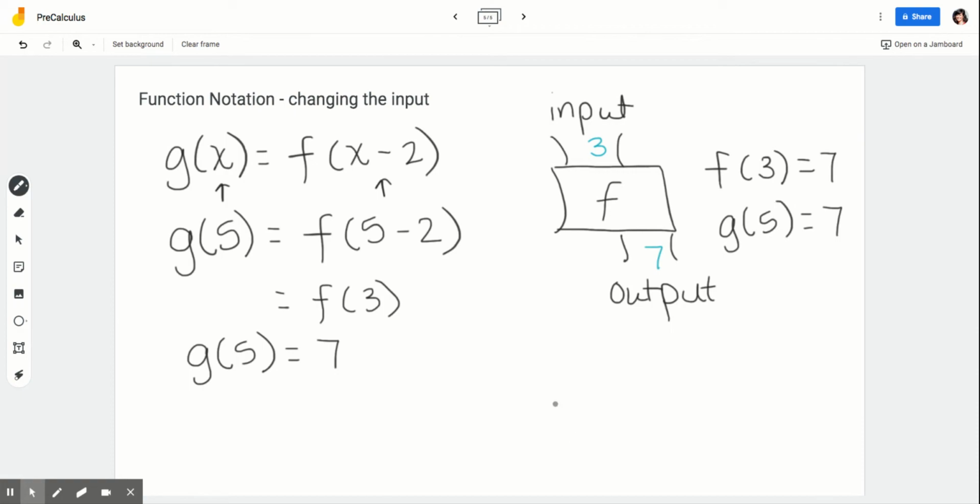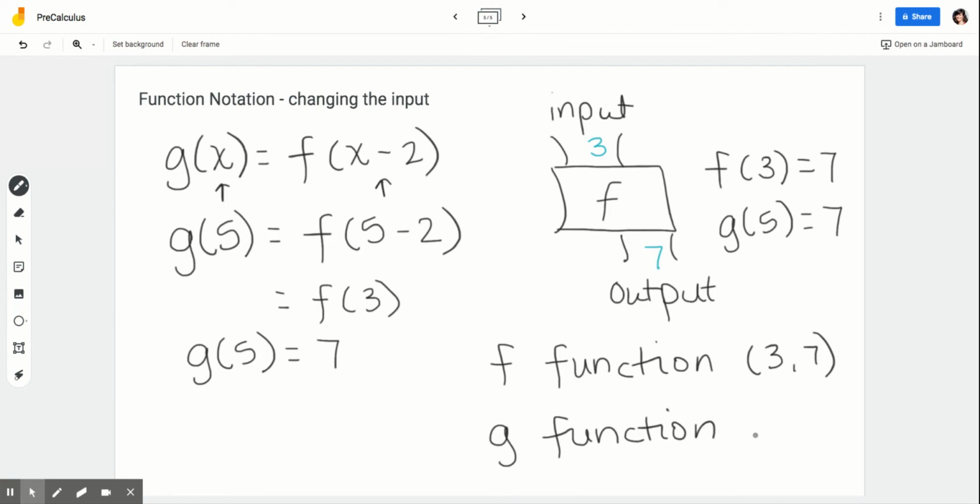So let's consider this a little bit. If we had a graph, or just coordinates, on the f function, we would have the point 3, 7. On the g function, we would have the point 5, 7. Because we're going to be subtracting 2 from the input, we actually have to be 2 units bigger in x in order to get the same output. Which means that if we're comparing these 2 points, the g function actually shifts 2 units right.